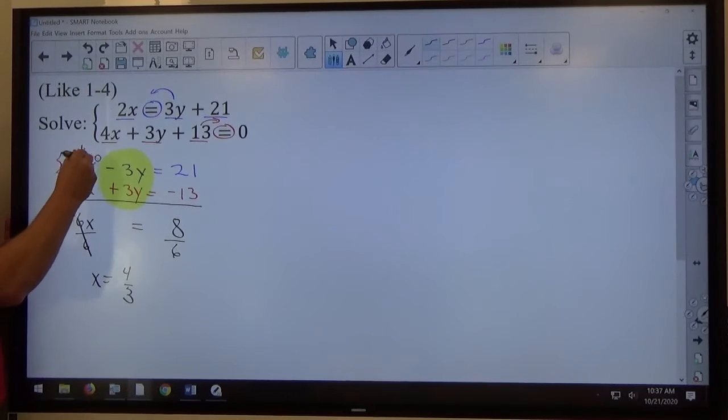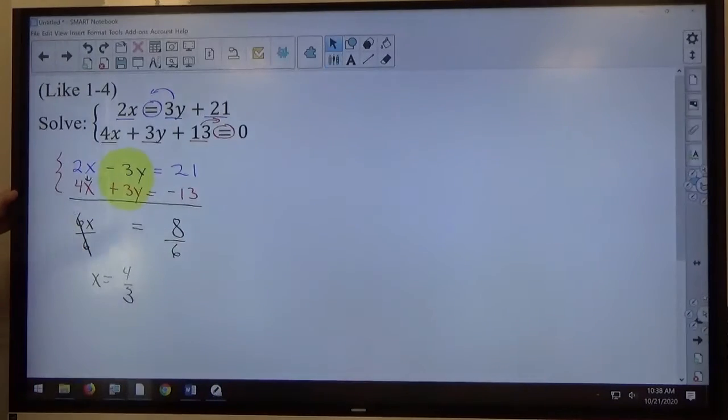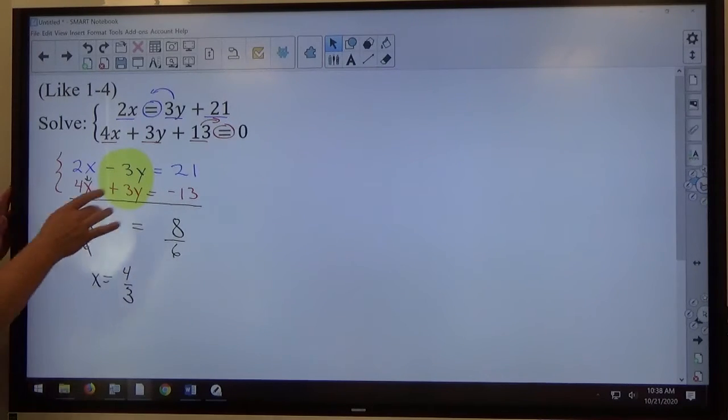All right, so if you want to substitute the fraction, you're allowed to. But most of you have been struggling with fractions to some extent. You're not as good with fractions as you are with integers, so it's easier to eliminate to get the other variable gone. So my advice would be get rid of the other variable.